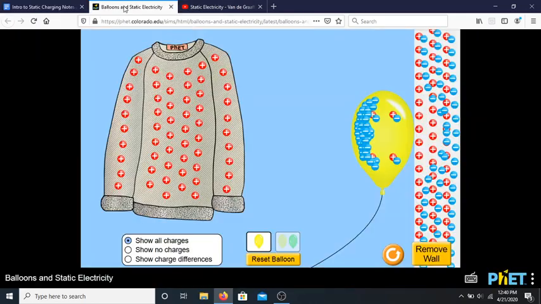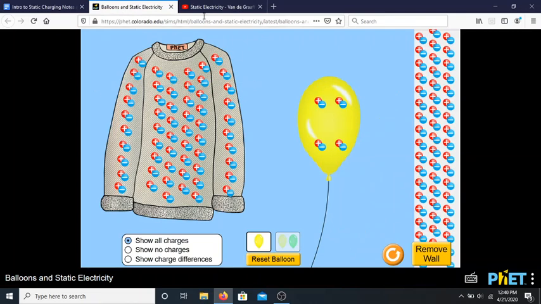So in this case, if we go back to our balloon, what that means is that if I reset, right now if I look at just the sweater and the balloon, the total charge is 0. All right? Because a neutral charge has 0, because the positives and negatives all add up to cancel each other out. On the balloon, it's the same thing.